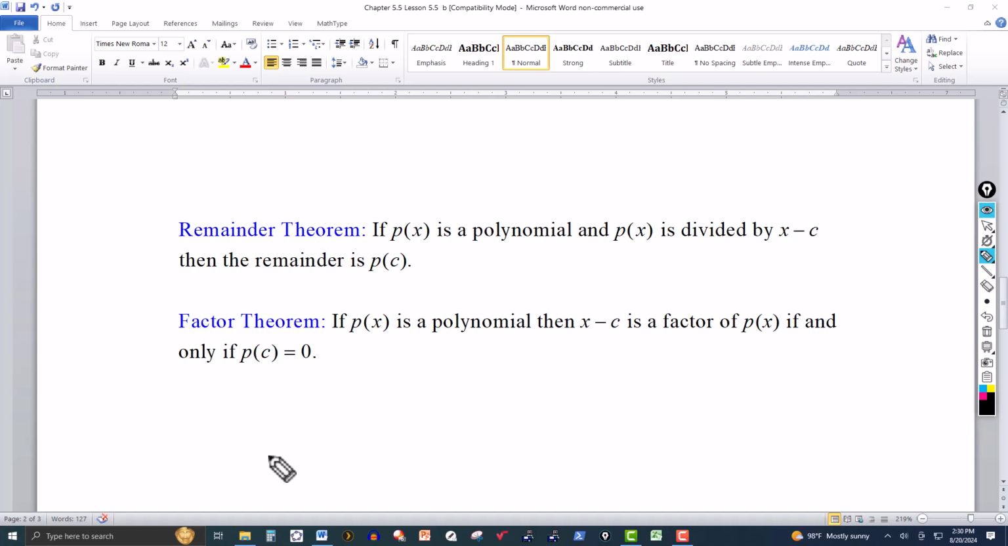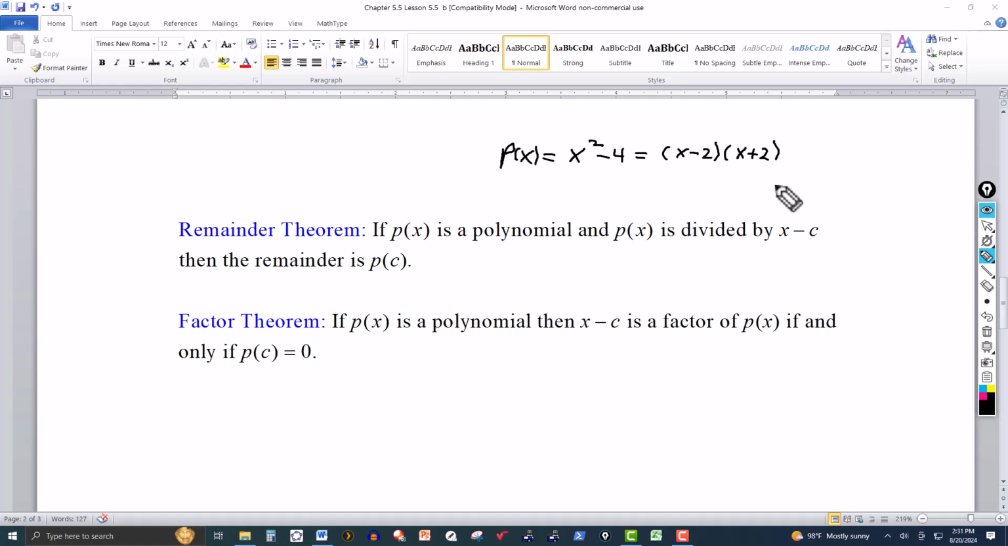It states if p of x is a polynomial and p of x is divided by x minus c, then the remainder is p of c. Well, let's look at one example here. Let's say we have p of x equal to x squared minus 4. And then we can rewrite this also in factored form, so we can see this more clearly. x squared minus 4 factors into x minus 2 and x plus 2. So you can see there that the factors are x minus 2 and x plus 2.